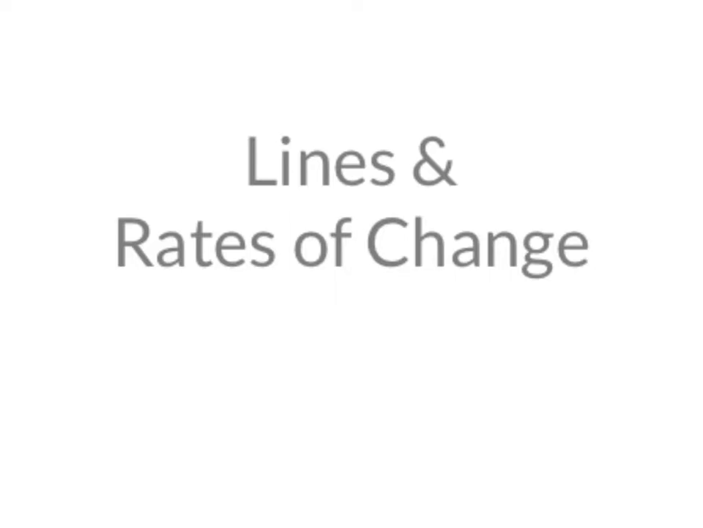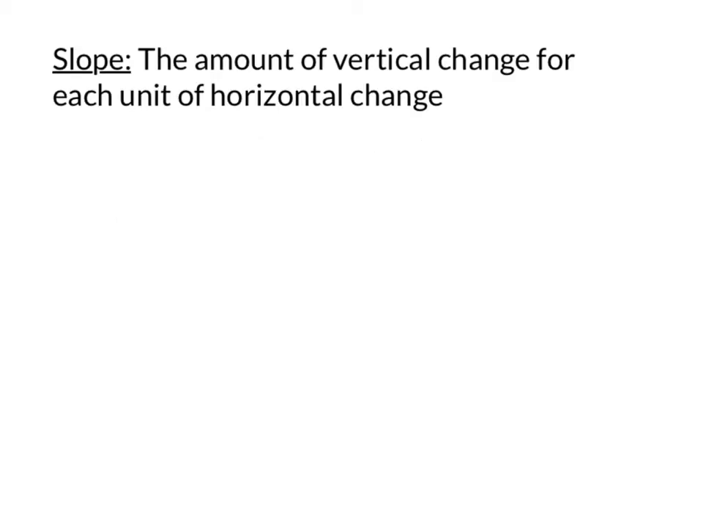Lines and rates of change are actually a very huge concept in AP Calculus. So I want to take some time to just review a lot of the algebra sort of stuff with lines and rates of change. As a definition, slope is going to be the amount of vertical change for each unit of horizontal change. Of course, you remember that we think about slope as being rise over run.